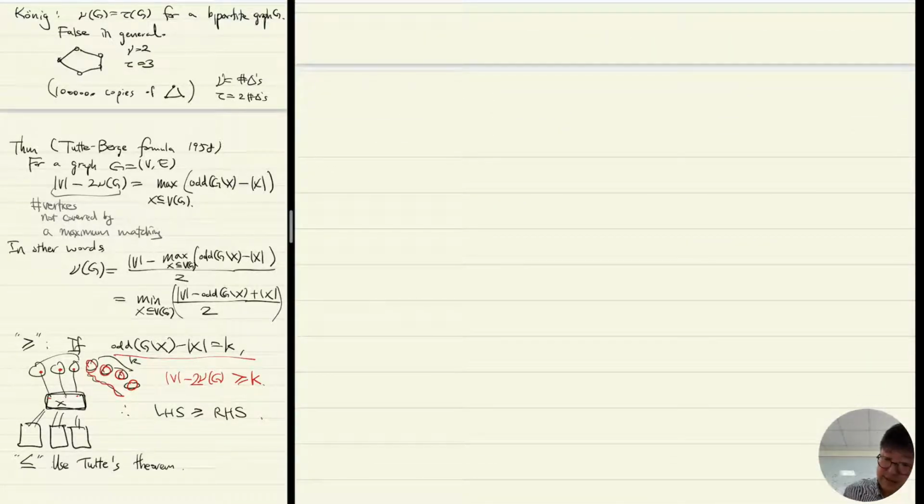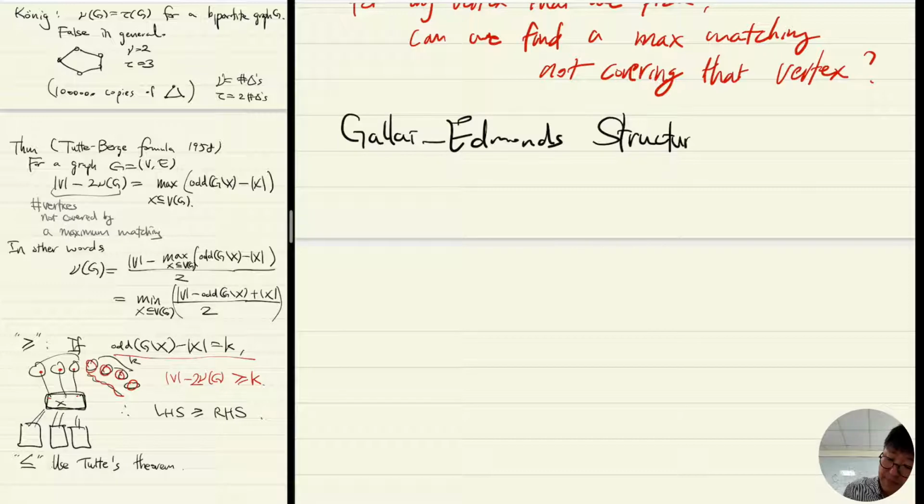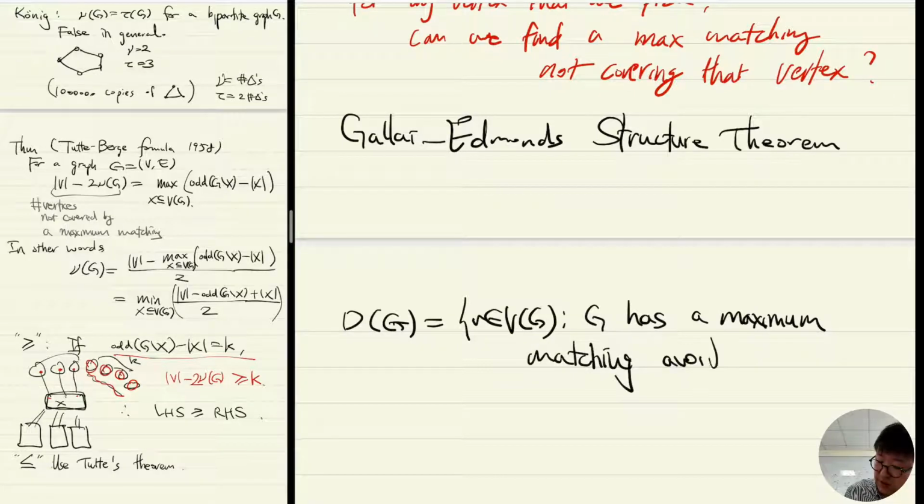And this was answered by Gallai and Edmonds. So what we're going to do is the Gallai-Edmonds structure theorem. So let me define the partitions first. D of G is the set of vertices V such that the graph has a maximum matching avoiding V. So you have a maximum matching making V a singleton, right?